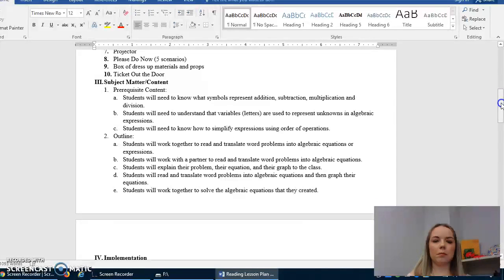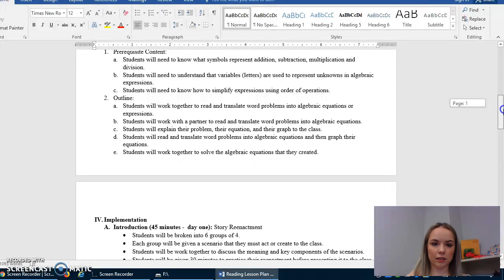Some prerequisite content that my students will need to know is the symbols that represent addition, subtraction, multiplication, and division. Students will need to understand that variables are used to represent unknowns in algebra. Students will also need to know how to simplify expressions using order of operations.